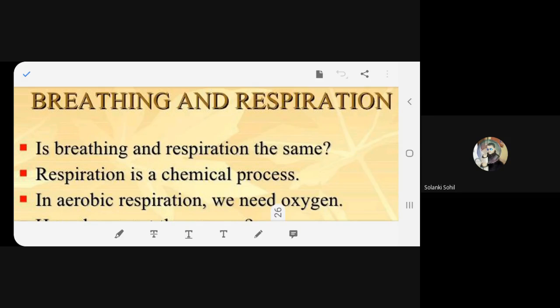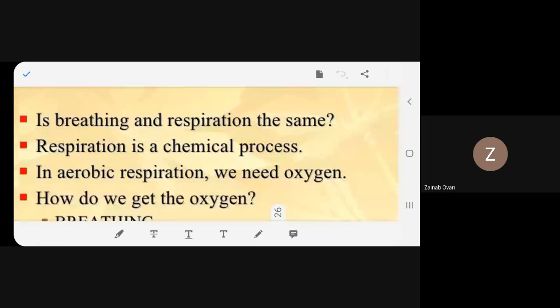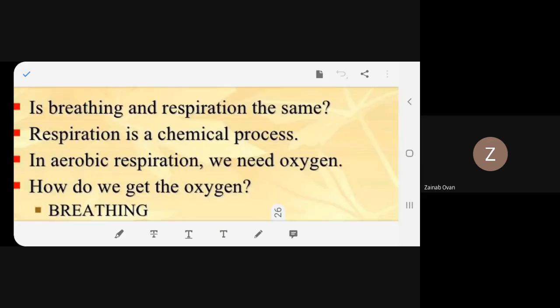Are breathing and respiration the same? What did I teach you on Saturday? Is breathing and respiration the same? No. Breathing is a part of respiration. Understood? Part of respiration. Fine, good. Now, what is the second point?